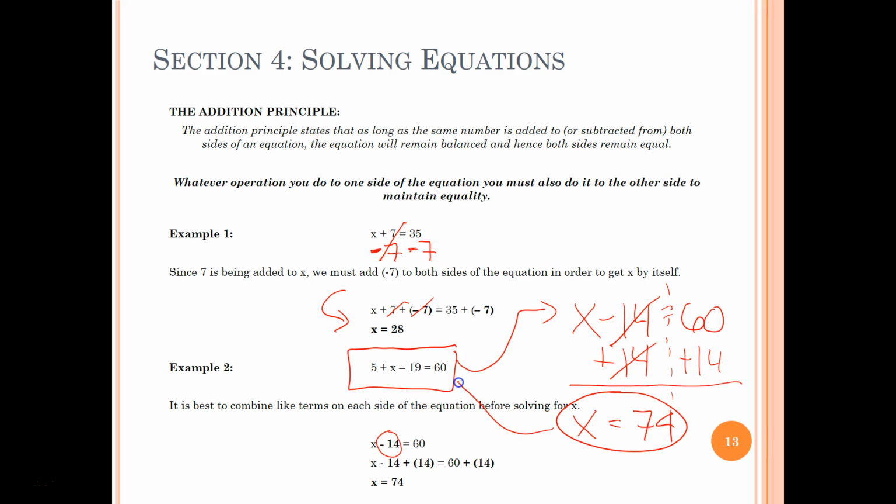Always go back and check your answer by substituting into the original equation. The reason is, let's say we had made a mistake like I just did. We might not catch it with the new variation of the equation we created, but we will catch it with the original every time.